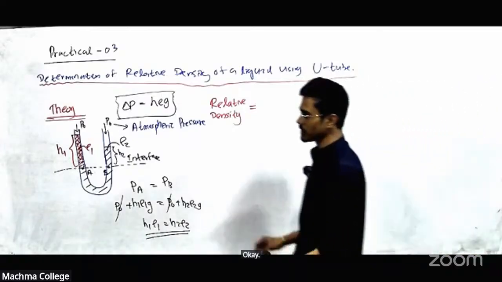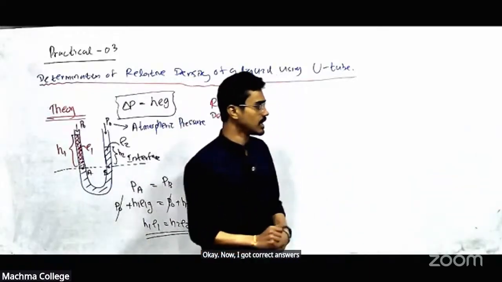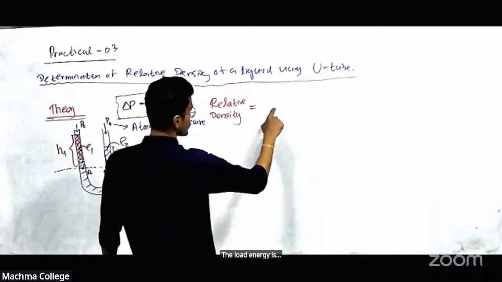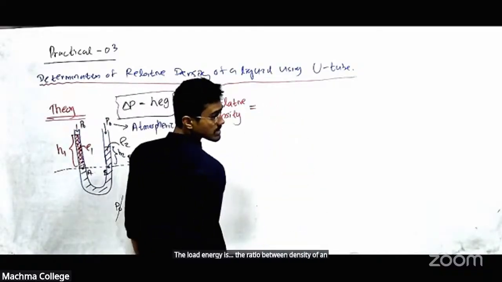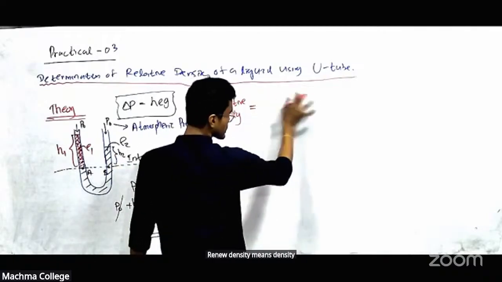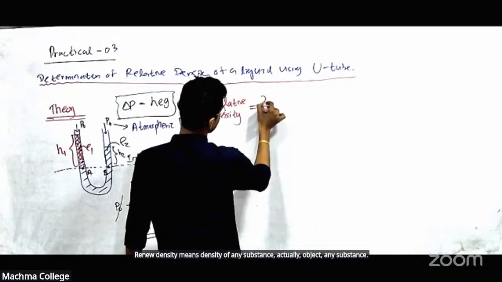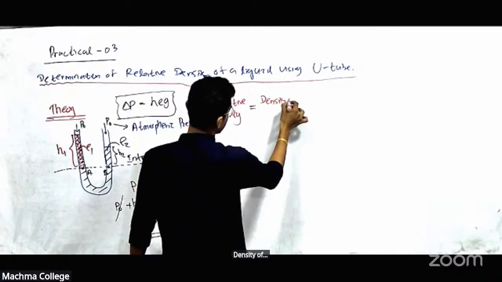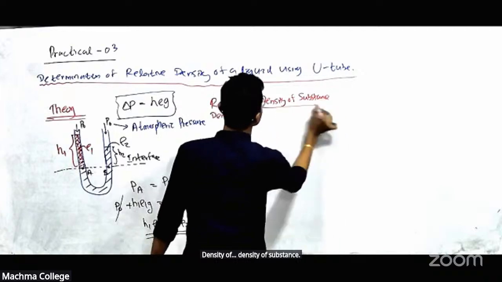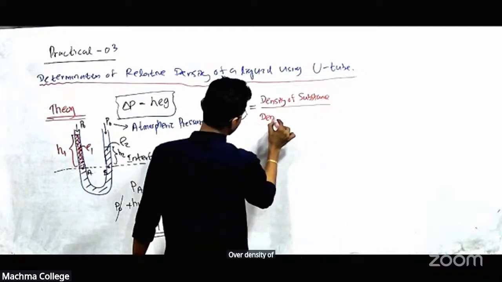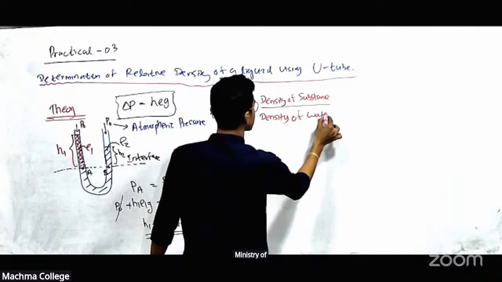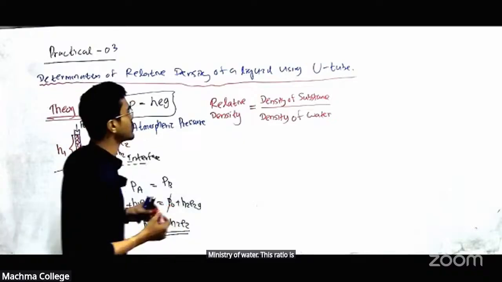Yeah, I got correct answers from a few of them. Correct. Relative density is the ratio between the density of an object to the density of water. Relative density means the density of any substance over the density of water. This ratio is called relative density.